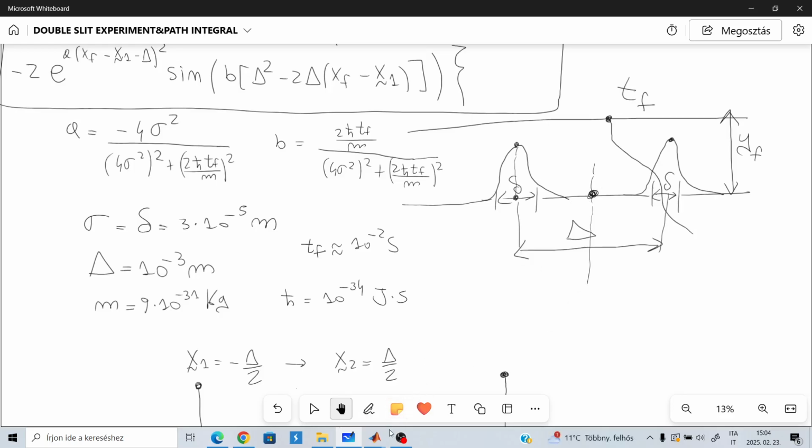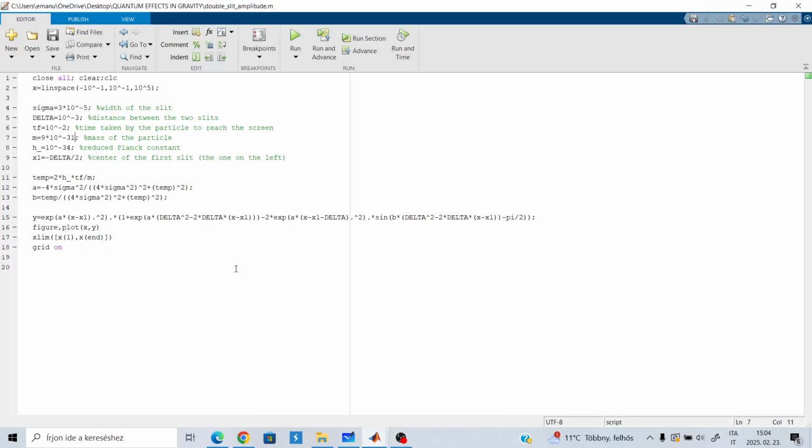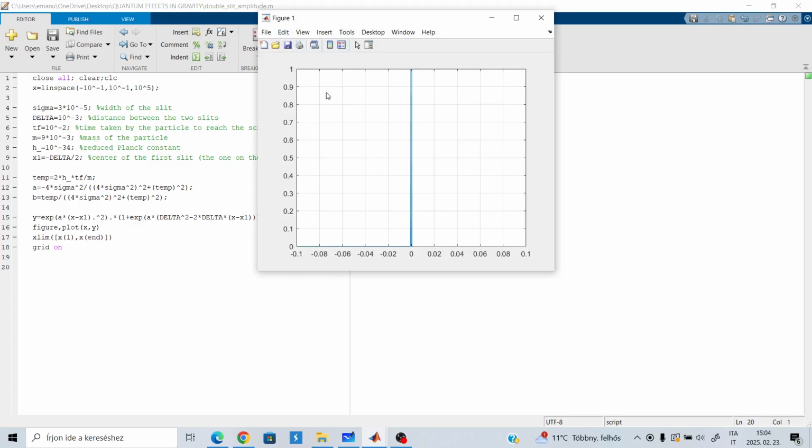Now, I want to show you what happens if we increase the mass of the particle. So instead of having an electron, for example, let's assume that we have some particle which is much heavier than the electron. For example, 9 times 10 to the minus 3, which is of the order of some grams. And this is something that we expect to behave in a classical manner, right? So let's see what happens if I run this script.